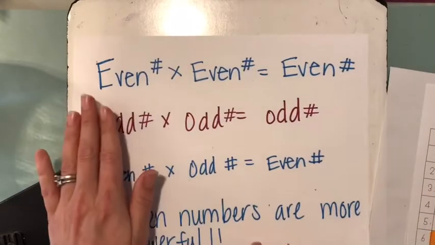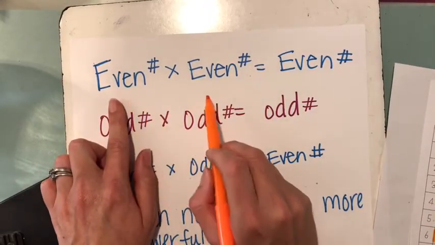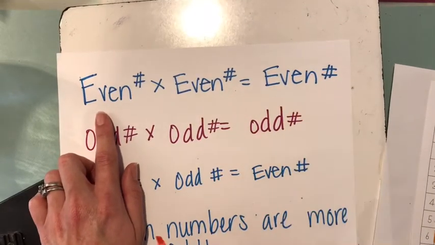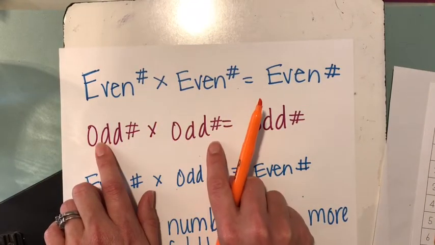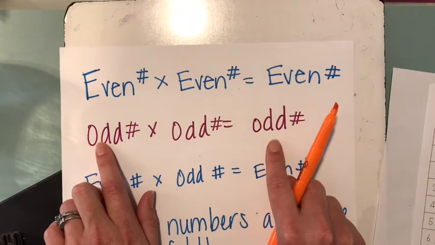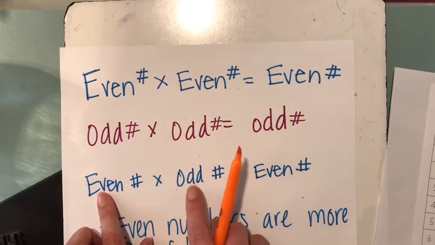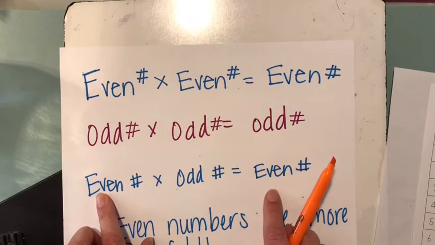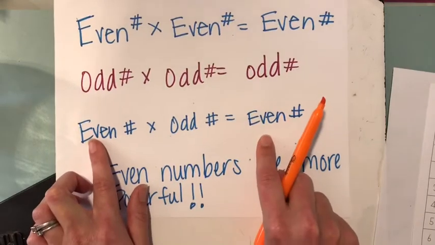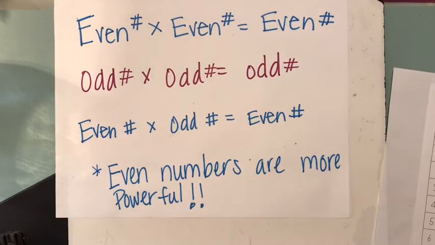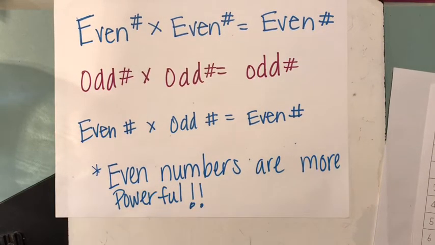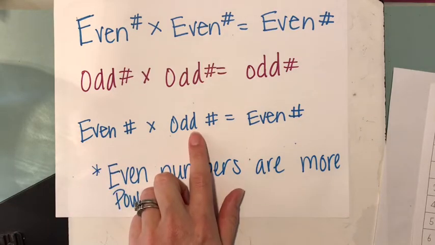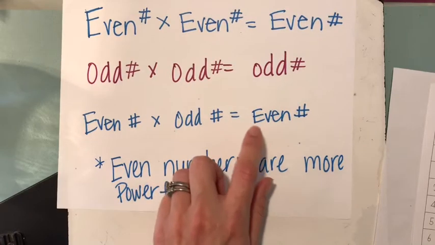Well, what I've figured out as I did this is that an even number times an even number always equals an even number. Always, always, always. An odd number times an odd number always equals an odd number. An even number times an odd number equals an even number. So this is what the big thing is in this. The big thing is that even numbers are more powerful. They are more powerful than odd numbers. So no matter what, if you're multiplying an even number by an odd number, it's always going to be even.